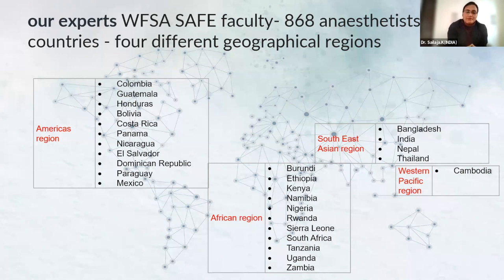The WFSA SAFE course facilitators are all over the world, and around 868 anesthetists were invited initially when the study actually started, from 45 different countries. And then finally, 86 of those experts responded, and they belonged to these different 4 regions. It was initially decided that if a region has less than 10 panelists, then that region would be included with another region. So the Western Pacific region here was included with the Southeast Asian region.